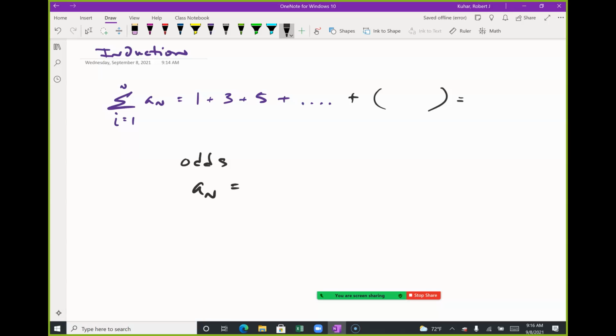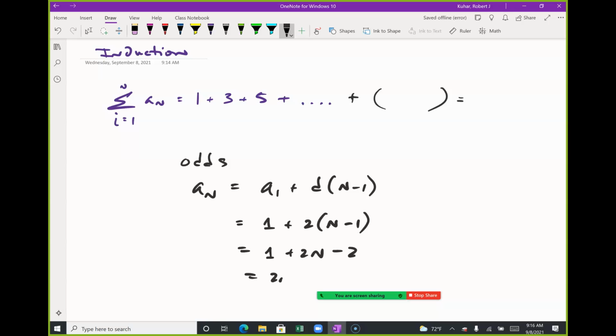So we could figure it out for sure, right? We could figure it out easily. We could use our a sub 1 plus d times n minus 1. And obviously a sub 1 is 1. And what am I adding every time to get to the next odd? I'm adding 2, right? So 1 plus 2 times n minus 1. So I get 1 plus 2n minus 2. So I get 2n minus 1. How are we doing there? Everybody okay with this? Comfortable with this?